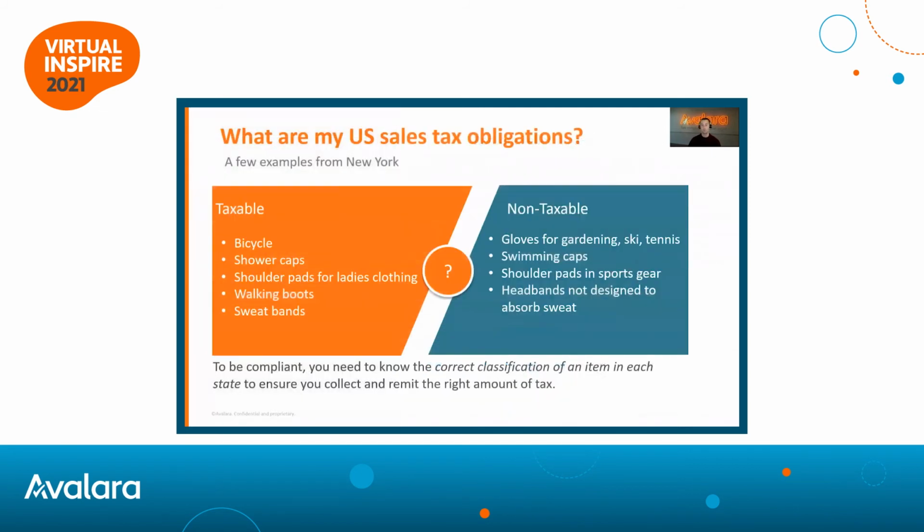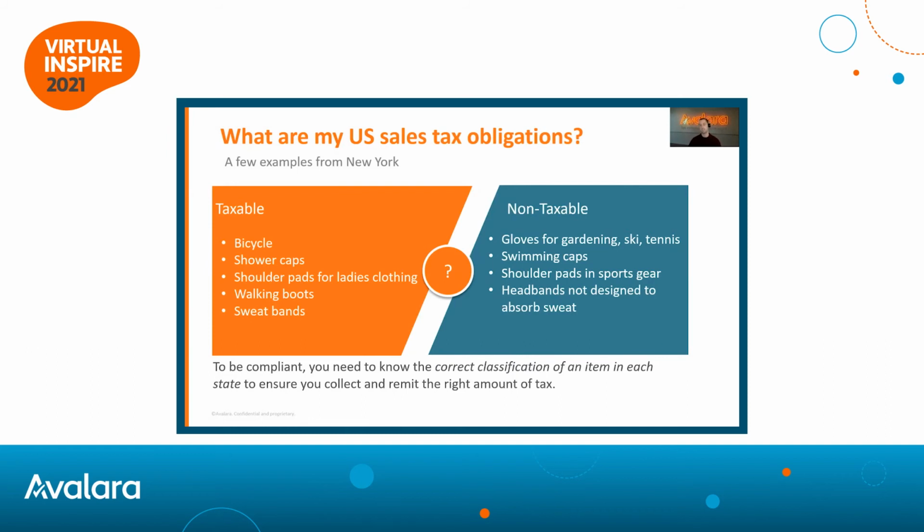So once you get registered in the state, you're all of a sudden dealing with another problem, which is product taxability. I've taken this example of New York. New York is notorious for taxability problems. But if you look at something like a bicycle, shower cap, walking boots, sweatbands, these are all taxable, right? It's tangible property. It's used for consumption. It's argued that it's a novelty and you don't really need something like this. And so they're going to tax it.